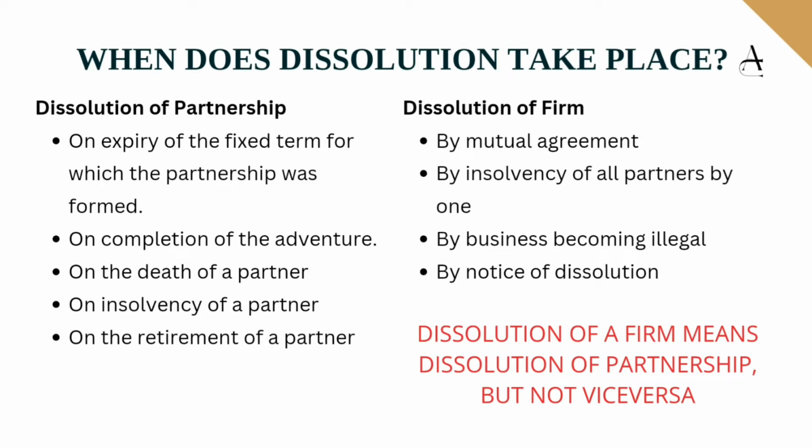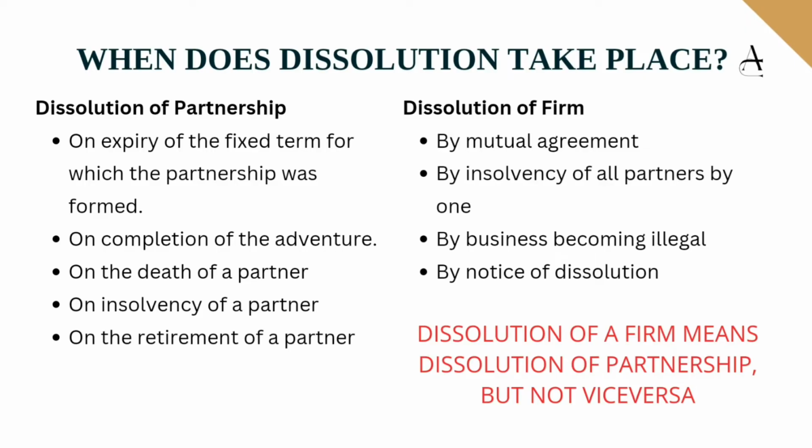Dissolution of a partnership takes place on the expiry of the fixed term for which the partnership was formed, or on completion of the adventure, that is, whatever business aim or goal for which you had undertaken this partnership. For example, you might have all got together to put up a trip to Pattaya. Once the Pattaya trip is over, you have dissolved your partnership. Or maybe you formed a partnership to amass funds for a charity drive. Once that drive is over, you consider it the end of the adventure and the partnership is dissolved. Other times are on death of a partner, on insolvency of a partner, or on the retirement of a partner. So these are the times when dissolution of partnership occurs.